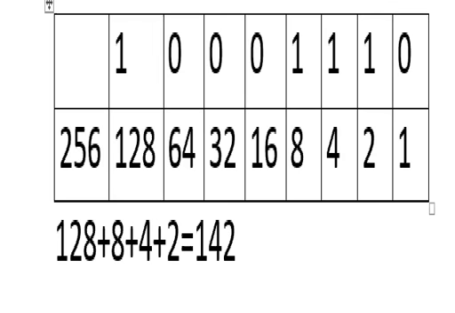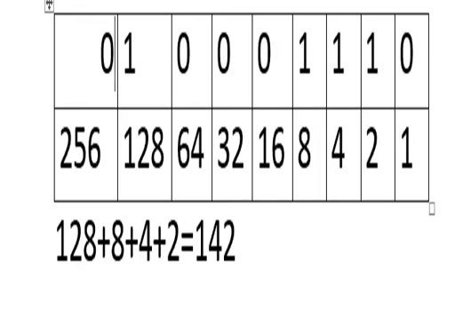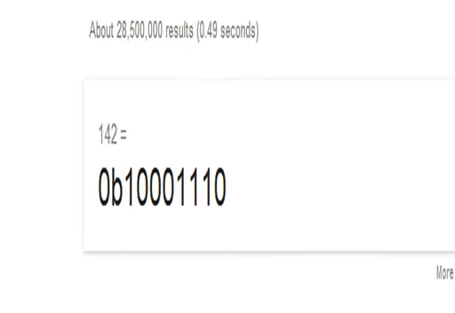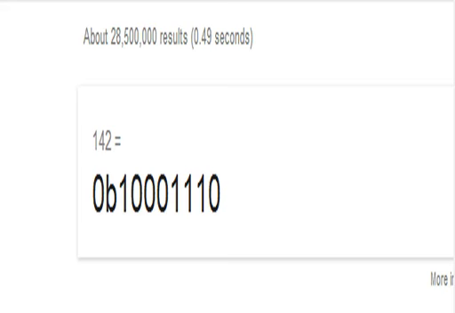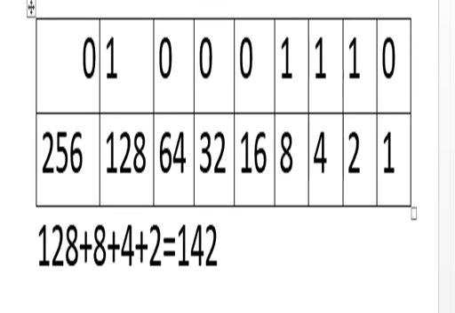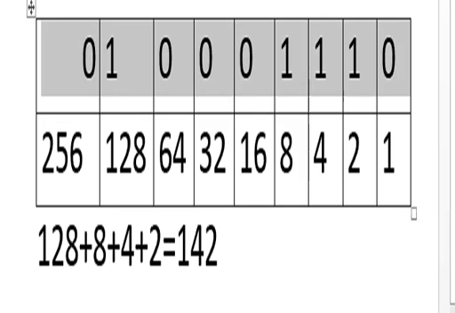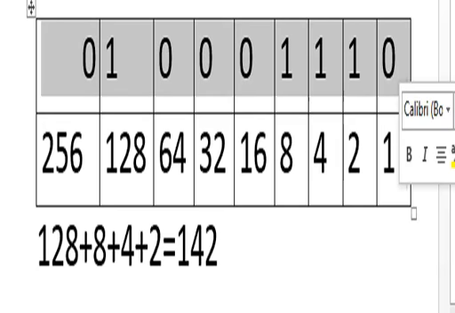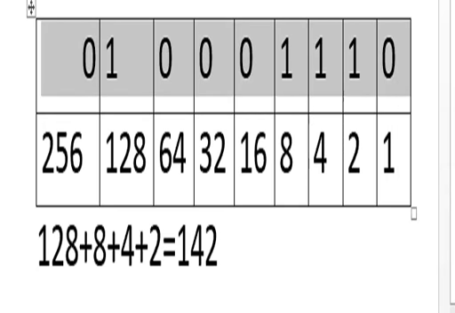Oh, so you do need it. I think it's anything over 128, I suppose. So we do have 142 equals 0, 1, 0, 0, 0, 1, 1, 1, 0. And that's what we have. So we'll go over again. So it's 0, 1, 0, 0, 0, 1, 1, 1, 0. So there we go. That's 142 in binary.